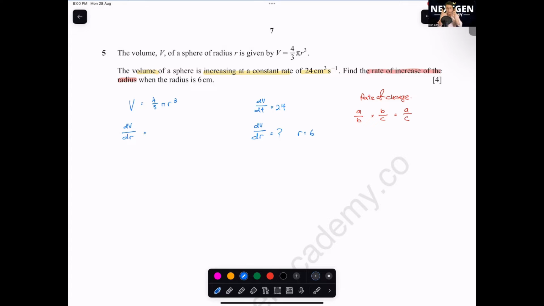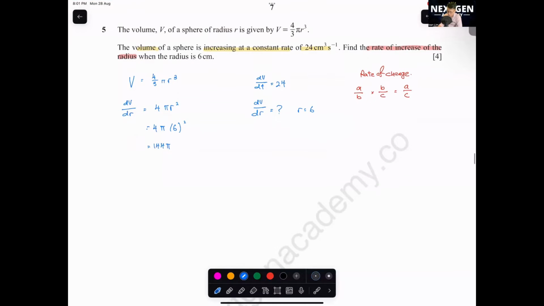Okay, so we need 3 derivatives. We need to construct a chain rule out. So dV over dr, you differentiate this, you get 4 pi r squared. You substitute your r equals to 6, which is what's given to you. So 4 pi 6 squared, which is 144 pi. Okay, then we are going to use the chain rule. Chain rule is basically you just look at it like a fraction. You construct an equation which is dV over dr, dV over dt, and dr over dt.